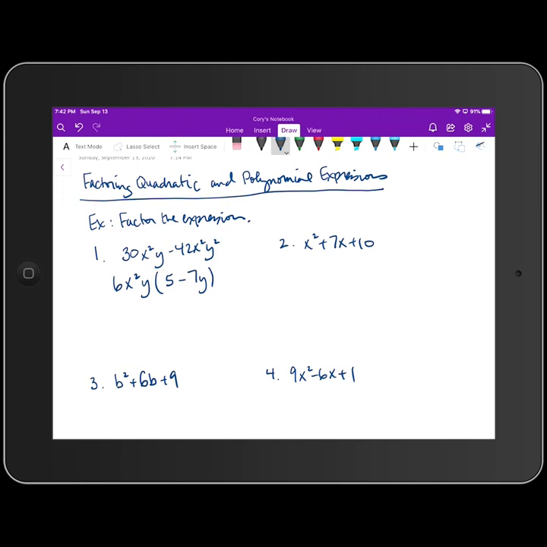Okay, when we look at the next expression, x squared plus 7x plus 10, that's what's called a trinomial. It's a polynomial with 3 terms. It's also a quadratic expression because the degree is 2. When I look at all 3 terms, there is no factor that all 3 of those terms share, so there's nothing that we can factor out from the start.